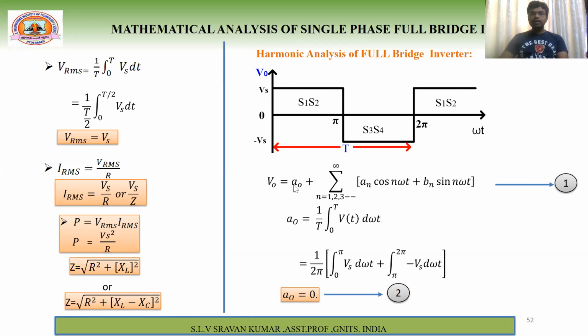So you already know the equation. V naught is equal to A naught plus sigma n is equal to 1, 2, 3 and so on to infinity, An cos n omega t plus Bn sin n omega t. And what is A naught? A naught is equal to 1 by T integral 0 to T of V naught d omega t. Substitute the time period T is equal to 2 pi. From 0 to pi it is Vs d omega t, plus from pi to 2 pi it is minus Vs d omega t. Therefore, A naught is equal to 0.